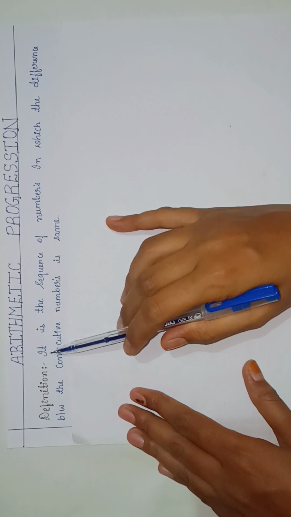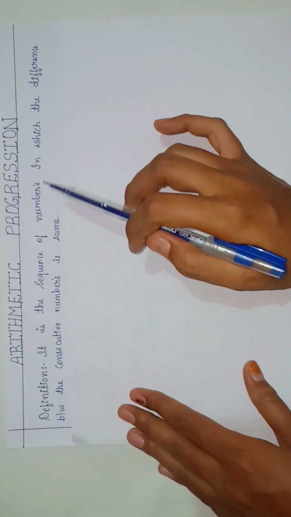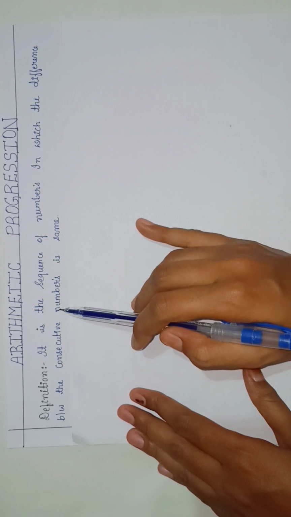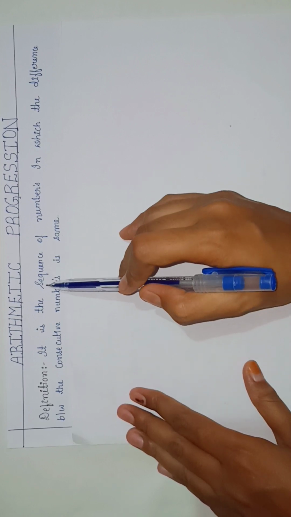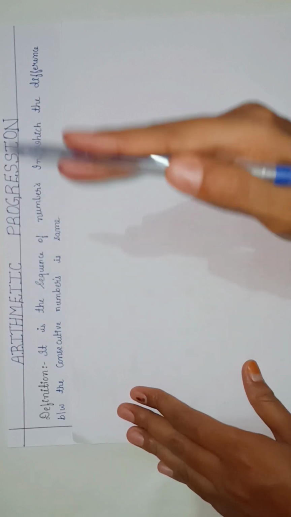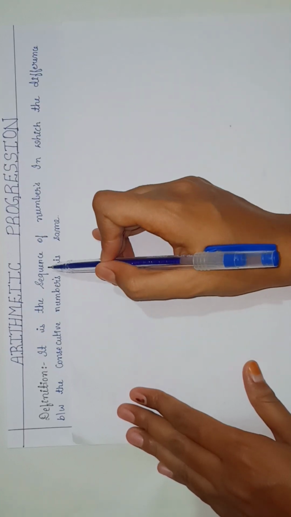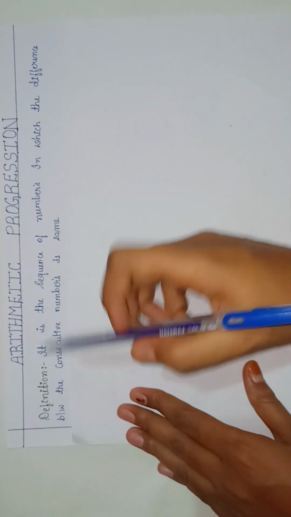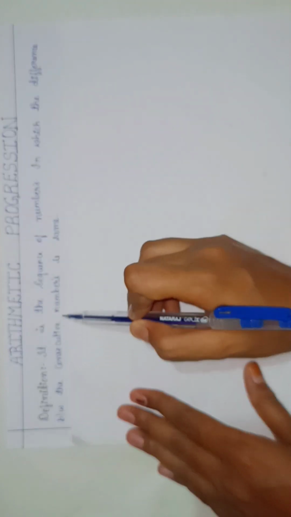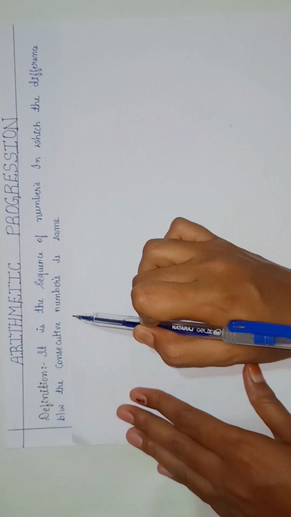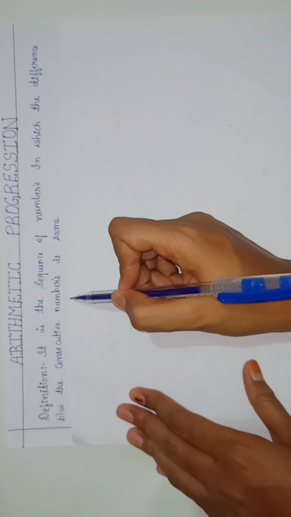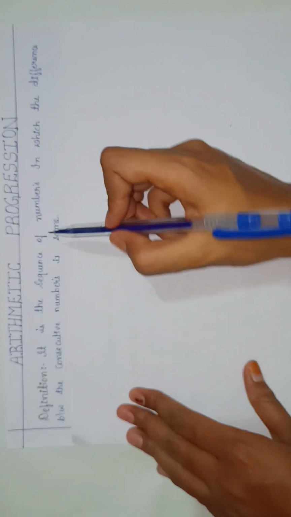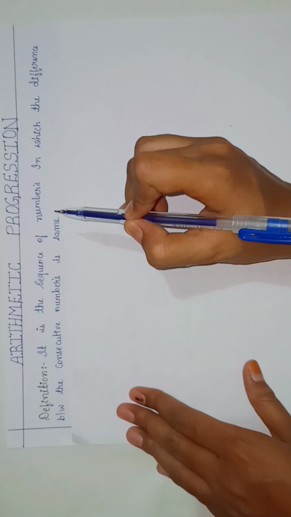Arithmetic progression is a sequence of numbers in which the difference between the consecutive numbers is the same. Sequence: if you are arranging numbers in an order, we call it a sequence. Difference is nothing but subtracting two numbers. And consecutive numbers are nothing but the neighboring numbers. If you subtract two numbers which are neighboring to each other, you have to get the same difference.